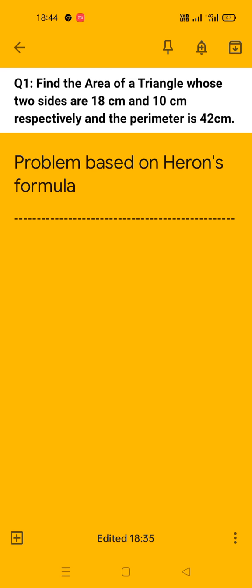Okay, the problem is: find the area of a triangle whose two sides are 18 centimeter and 10 centimeter respectively, and the perimeter is 42 centimeter. We have to find the area of the triangle whose two sides are given: the first side is 18 centimeter and the second side is 10 centimeter respectively. The perimeter is given, that is 42 centimeter.